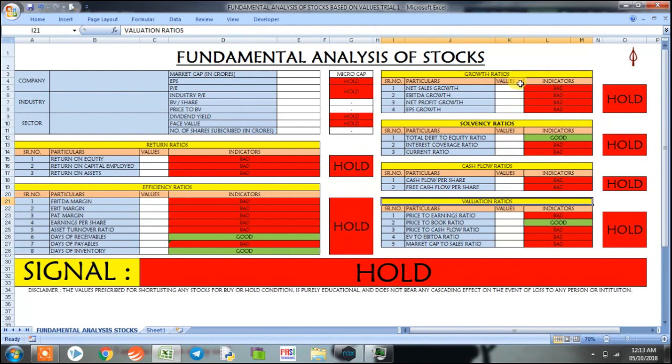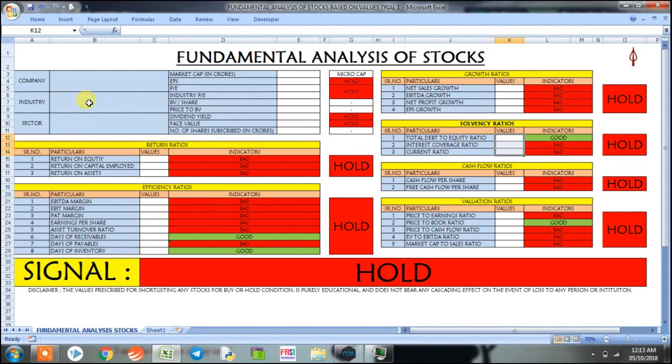We'll be putting values in this Excel sheet and arrive at a decision, rather signal, wherein the program itself tells us whether to invest in that particular stock or to hold on to your investment at this point of time in that particular stock. So the values are totally based on my experience. I am a research analyst, so I've analyzed companies before as well, and based on that I have actually made this program.